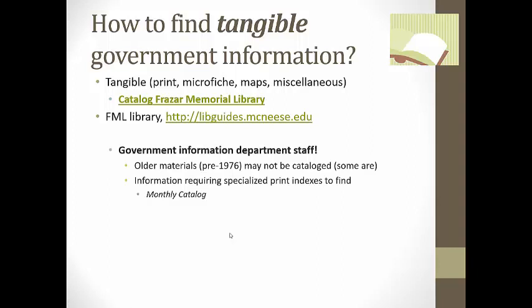Okay, the other way to find tangible government information is contact your government information department staff. Older materials pre-1976 may not be cataloged. Some are, because we have an ongoing project of cataloging our government documents. And for information requiring specialized print indexes like the monthly catalog, you would come to us and then we would help you locate what you're needing.